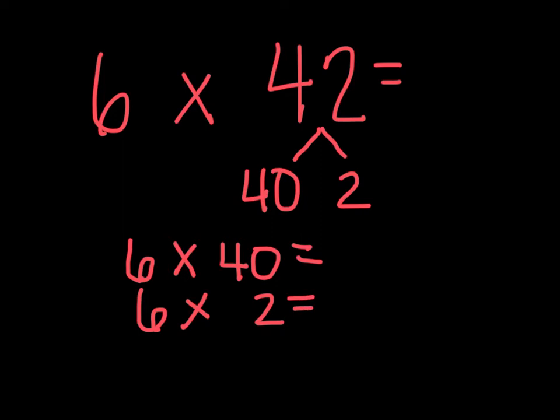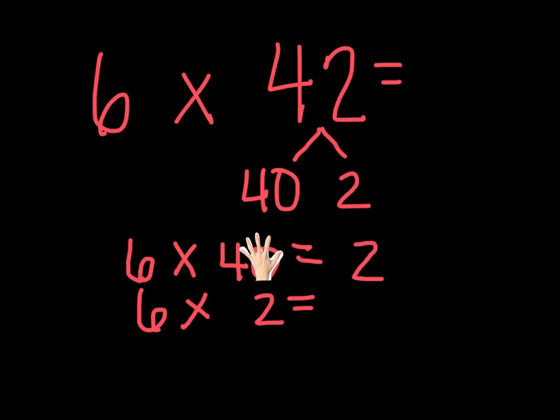Now again, you're probably thinking, well, Mrs. Pickett, 6 times 40 is still hard. All you need to do is cover up your 0. When you cover up that 0, all you have now is 6 times 4. Now you can use a multiplication strategy, equal groups, an array, repeated addition, or your number line, and you can figure out what 6 times 4 is. 6 times 4 is 24.